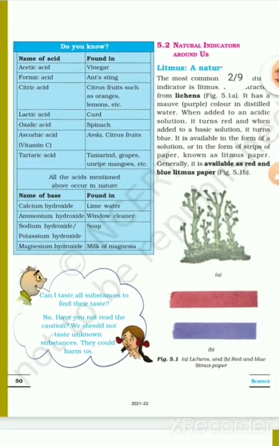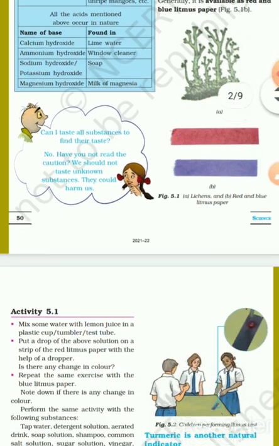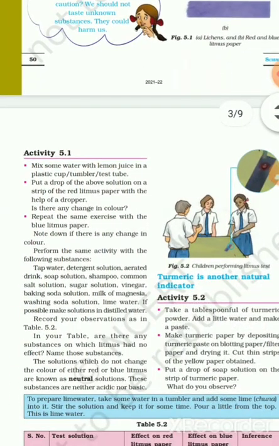So let's go to another point. Now I will tell you all about the indicators. Litmus is extracted from lichens, which is an animal or a plant-like something. And we have the litmus paper, which can be used to find out whether a substance is acidic or basic. Generally the litmus paper is available in red and blue color. So next is turmeric, another natural indicator.